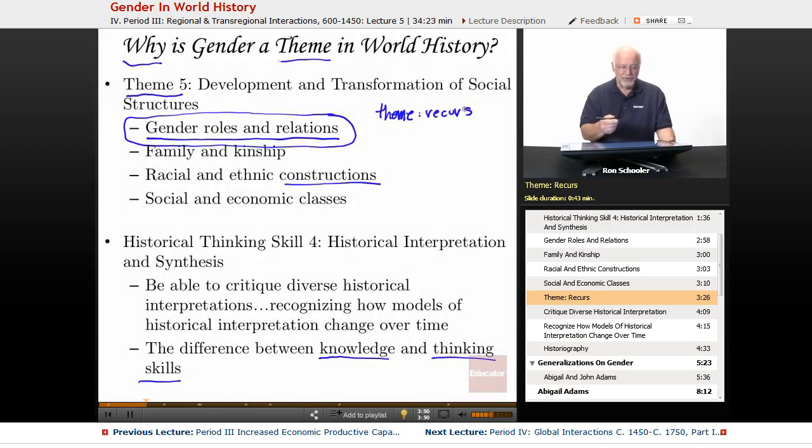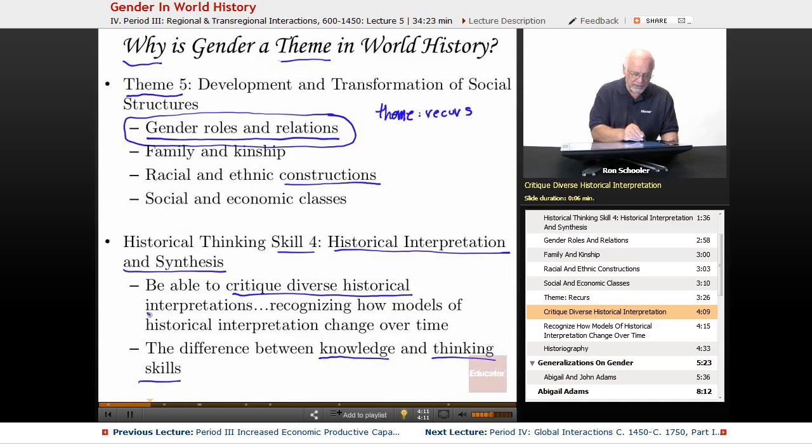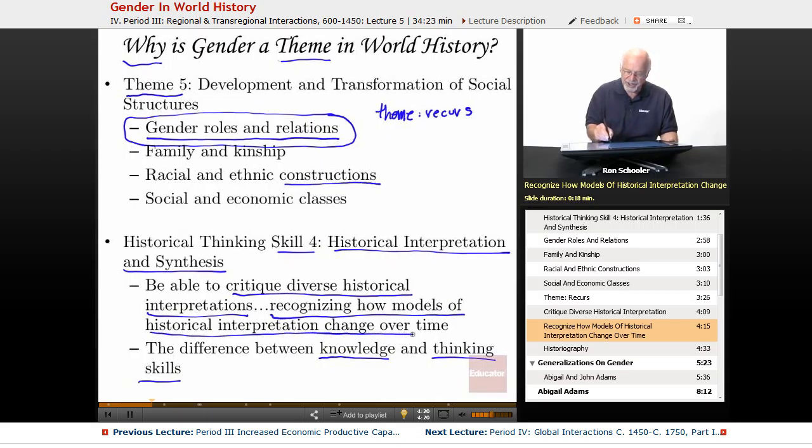Now, we also have the 4 historical thinking skills, and the last one of those, number 4, is historical interpretation and synthesis. Big words again, but it says there, students should be able to critique diverse historical interpretations, and students should be recognizing how models of historical interpretation change over time. There's a big word for that: historiography.